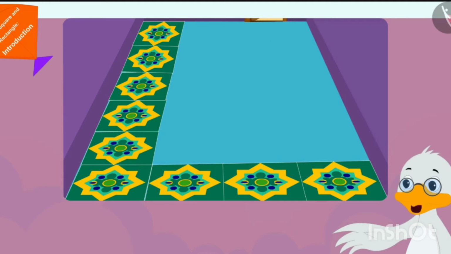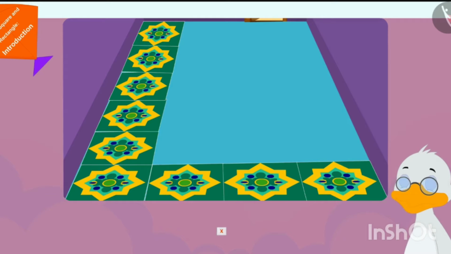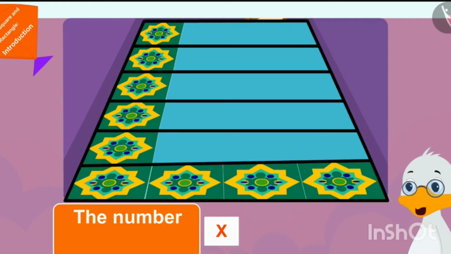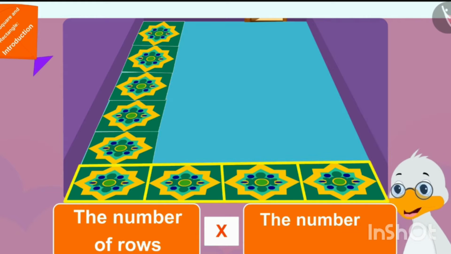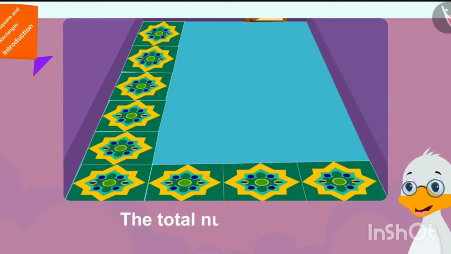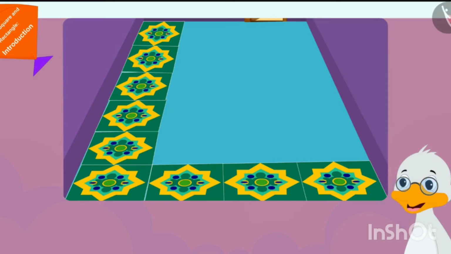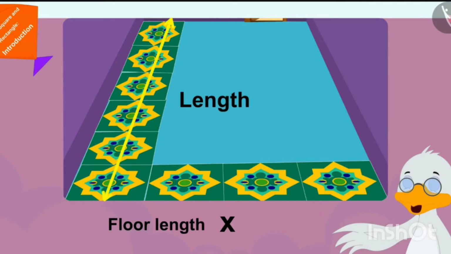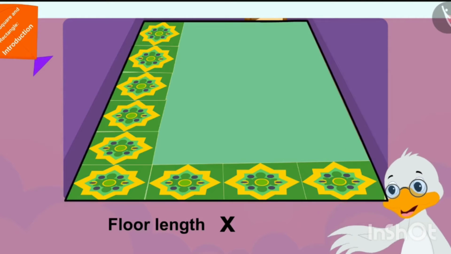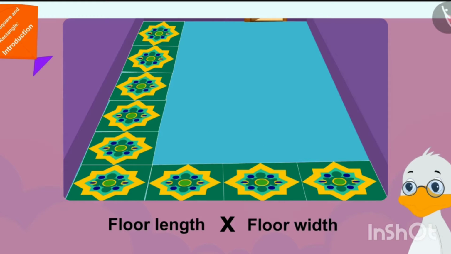Now, it's become very easy. All I need to do is multiply the number of rows by the number of tiles in each row, and I will know the total number of tiles needed to cover the floor. In other words, I have to multiply the length of this rectangle-shaped floor with its width.